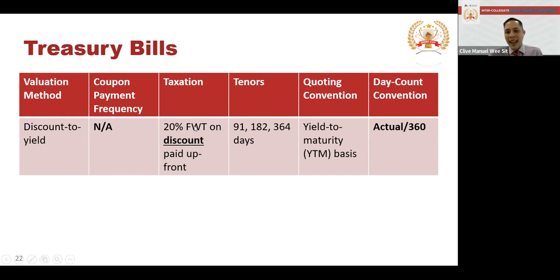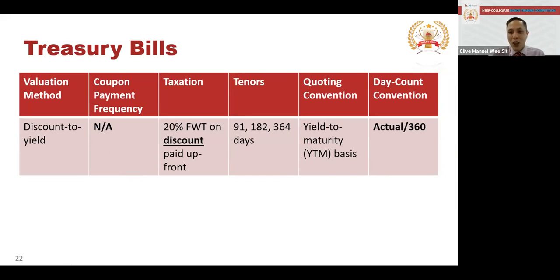Okay. Now, taxation is also 20%. However, because of the structure of a treasury bill, which is a discounted instrument, as opposed to coupon-bearing instruments such as FXTNs and RTBs, the taxation on the treasury bill is upfront. Okay, so meaning you are already taxed at the very start when you buy the treasury bill, as opposed to your FXTNs as well as your RTBs, wherein the tax is withheld and it's given to you net.